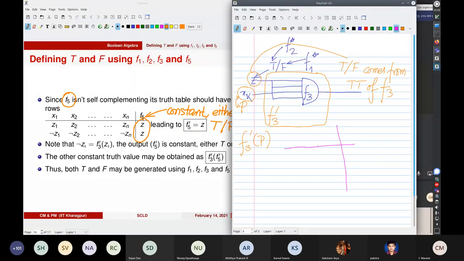This is the truth table of F5. I'm just taking some sample rows. Suppose you have in your row T, F, F, and let us say the output is T. So you have taken the complement of that, right? You have taken F, T, T. So it is not self-complementing.